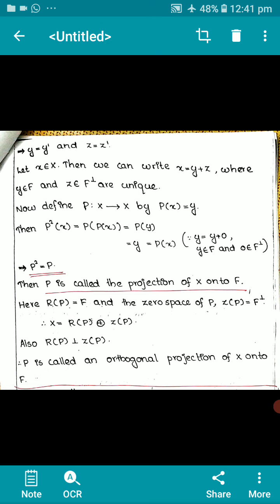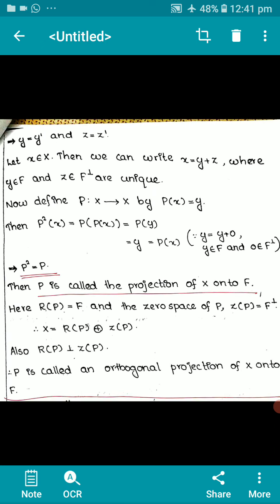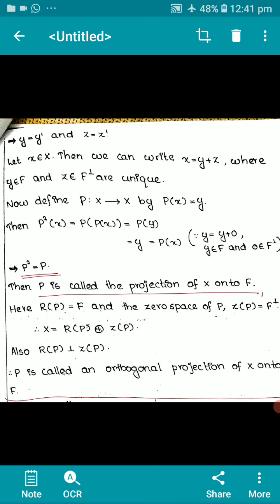Now for x in X, can you prove P squared equal to P of that form? And if it is possible, call P a projection. For that, take x in X, then we can write x equal to y plus z, with y in F and z in F perp, uniquely. Now define a new function P from X to X by P of x equal to y. What is P squared? You have to prove that P squared equal to P.